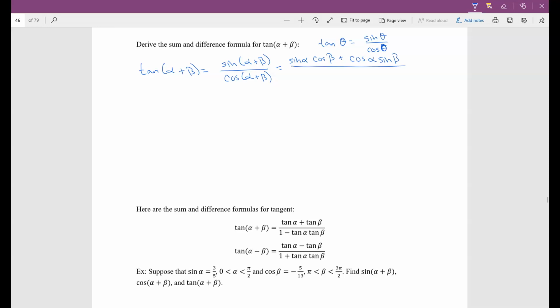And then divided by the cosine of alpha plus beta, that's just going to be cosine alpha cosine beta minus sine alpha sine beta. Okay, so that's what I know.